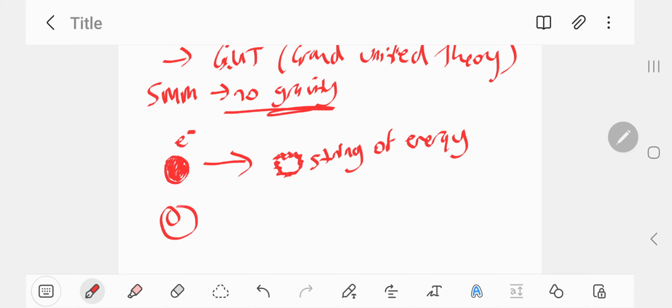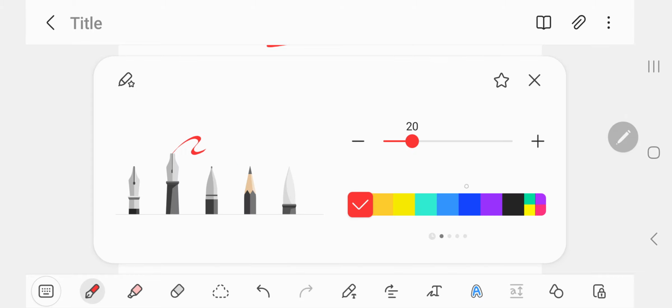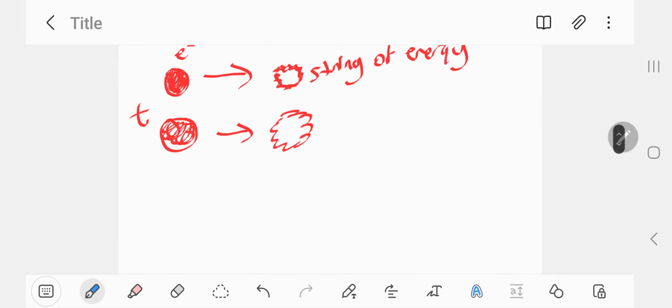Also, let's say you've got a quark, let's say a top quark. That's also pictured to be like a string of energy. It's a very elegant theory. It's believed to be a unified theory because everything can be expressed in terms of just one simple object, a string of energy.